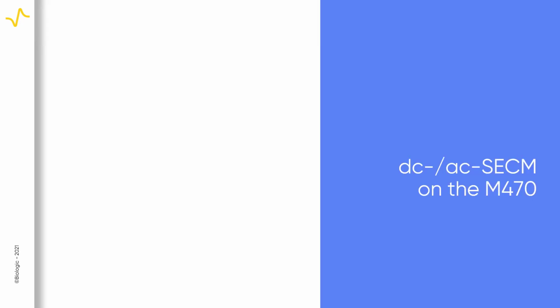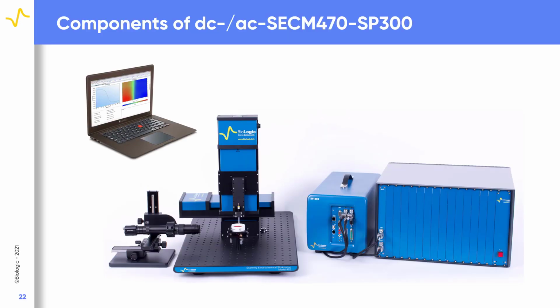So how is SECM implemented on the M470? dc-SECM and ac-SECM use the same configuration of the M470. The control PC contains the M470 software, which interfaces with the equipment to set up and run the experiment. There is an XYZ stage, allowing for precise movement of the Ultramicroelectrode probe in all three directions. A small volume cell with the possibility of sample leveling is used.